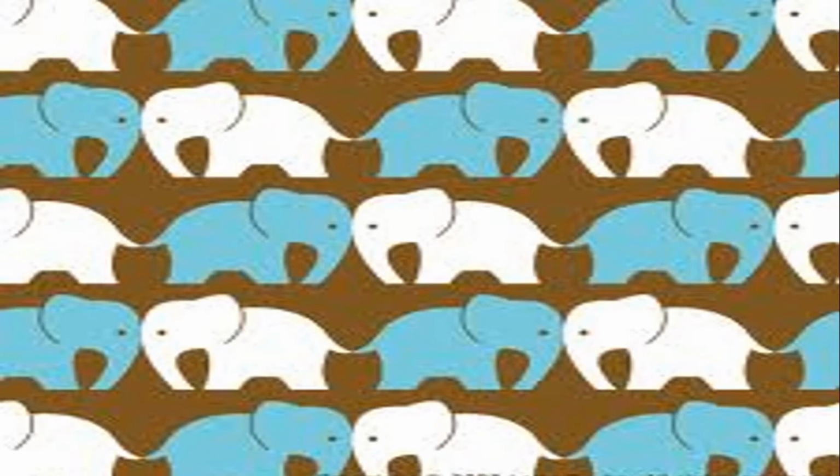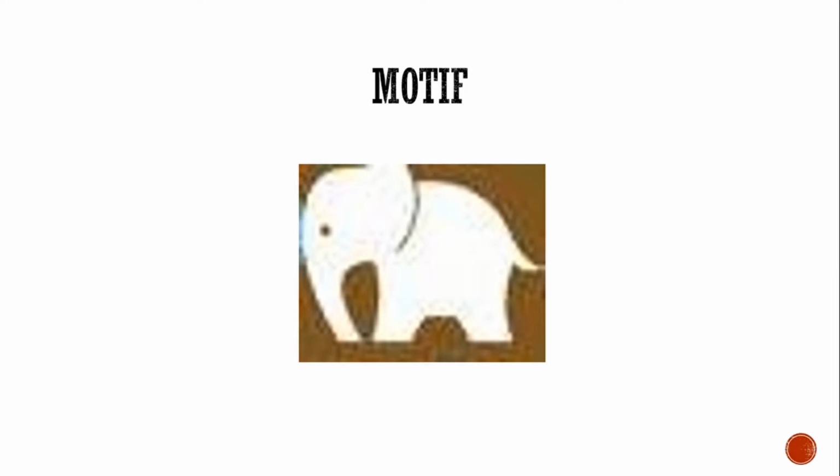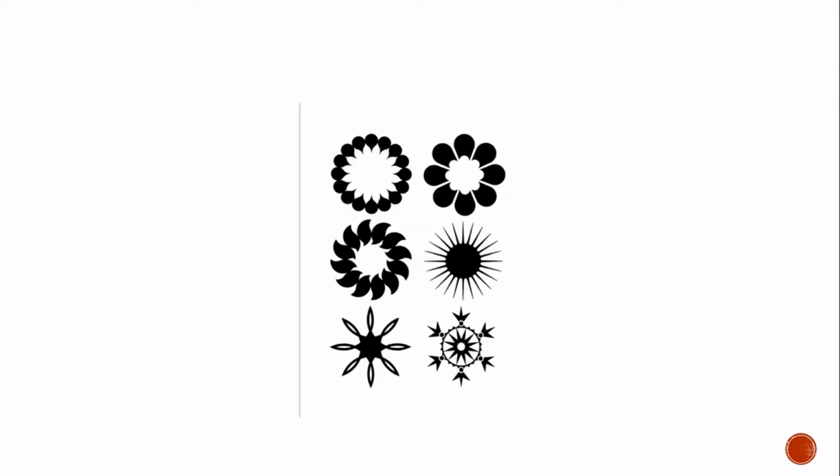Here, what do you think our motif would be? Our motif in this design would be this single elephant. The motifs can change color, that's okay, but the motif in the design is that single elephant. Now that we understand what a motif is, we can understand how to arrange our motifs to create a design. Here are some motifs I pulled from the internet.